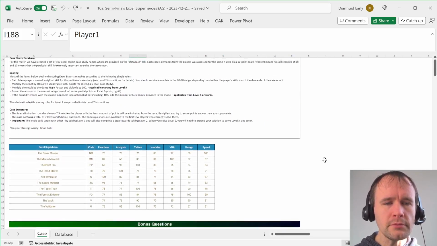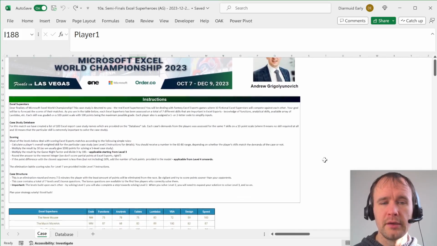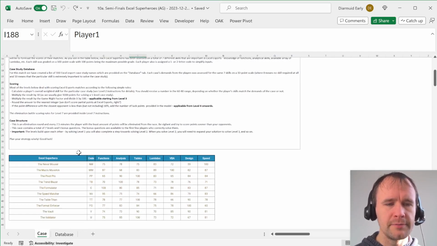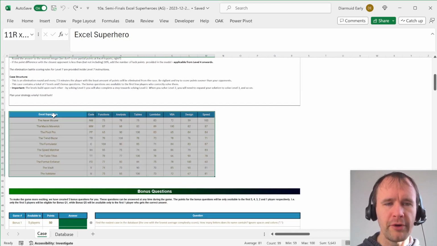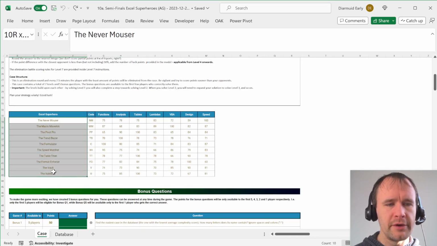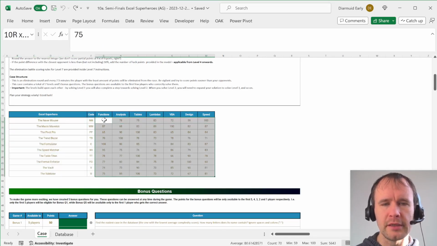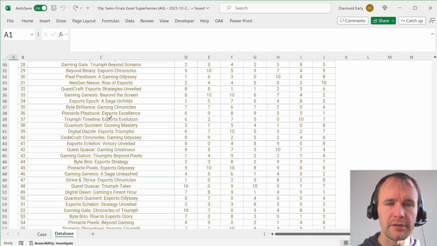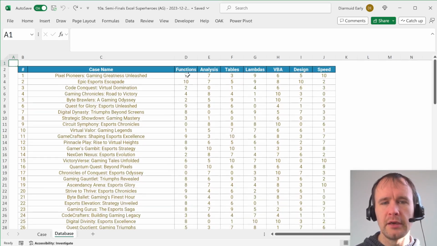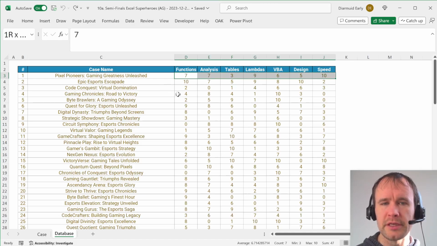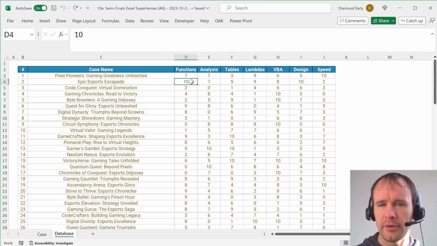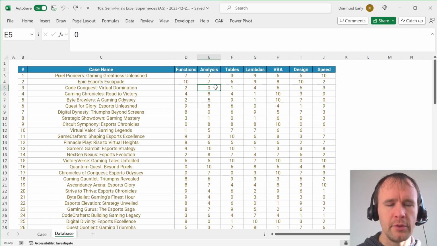So here's the setup. The idea is we're modeling the Excel World Championships. We've got various profiles of players with their nicknames and their skill out of 100 on functions, analysis, tables, lambdas, VBA, design, and speed. And then we've got a corresponding database of cases, each scored on their difficulty along those same dimensions. In other words, how important are functions to being able to solve epic esports escapade? Very important. How important are lambdas? Quite important. How important is speed? Not very important. Analysis is of no importance to this one, etc.